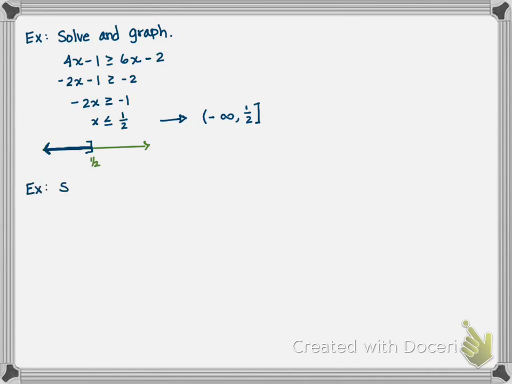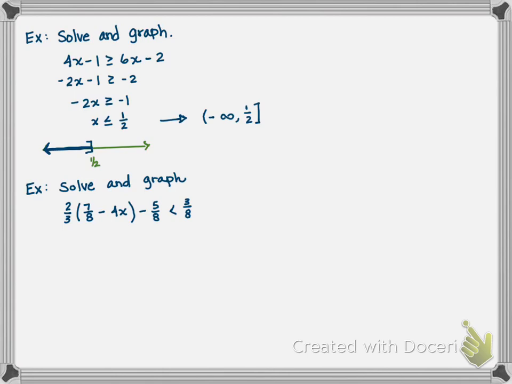Let's do one more of these. So we're going to solve and graph. 2/3 times 7/8 minus 4x minus 5/8 is less than 3/8.